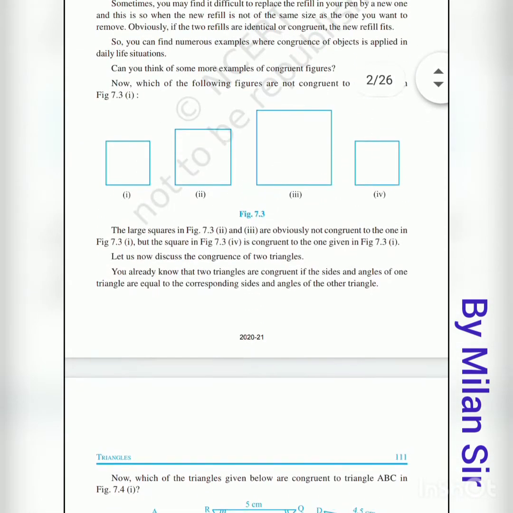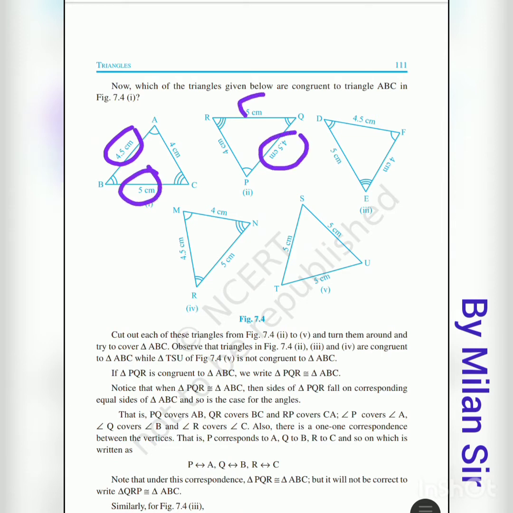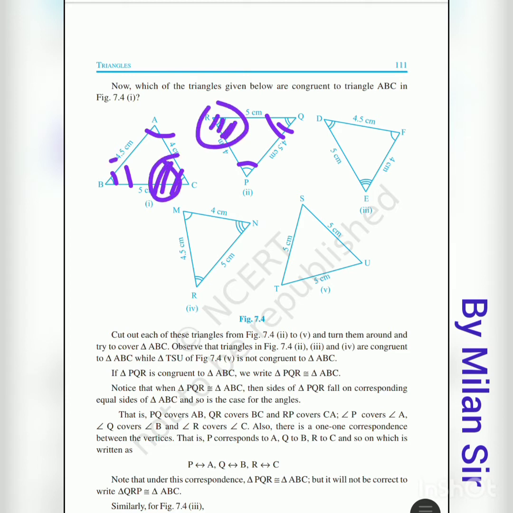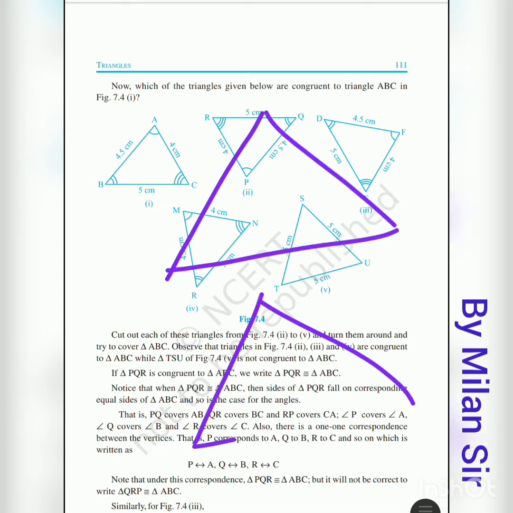Here we have some figures of triangles. Here 4.5 centimeter, 4.5 centimeter, 5 centimeter, 5 centimeter, 4 centimeter, 4 centimeter. And for the angles, here one line, here one line, here two lines, here two lines, here three lines, here three lines. That means these two angles are the same, these two angles are the same, and these two angles are the same.